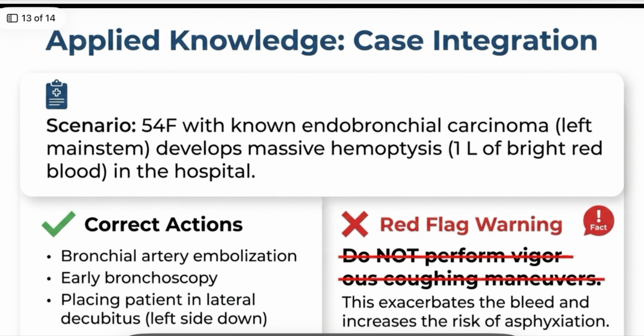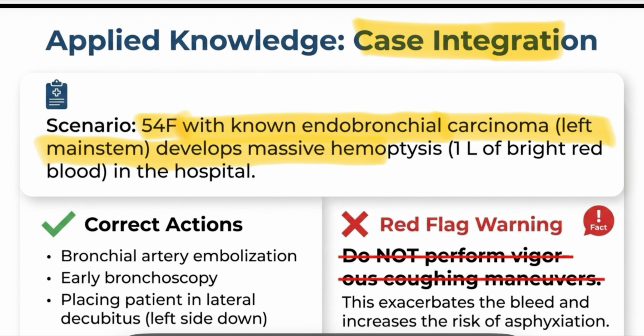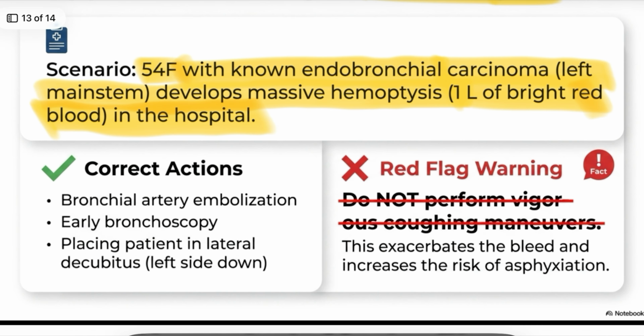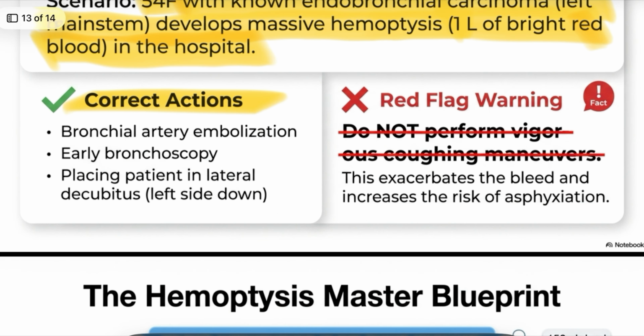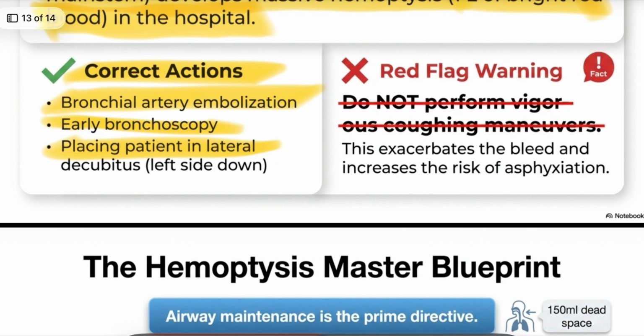Let's see how we can get a case in MCQs. Let's take a 54-year-old female with a known endobronchial carcinoma of the left main stem who develops massive hemoptysis, 1 liter of bright red blood in the hospital. What are the corrective steps you need to take, and red flags you need to avoid? Let's see the correct actions. Bronchial artery embolization has to be done, since it is 1 liter. Early bronchoscopy has to be done. Place the patient in the lateral decubitus position, left side down. Usually left side down is preferred.